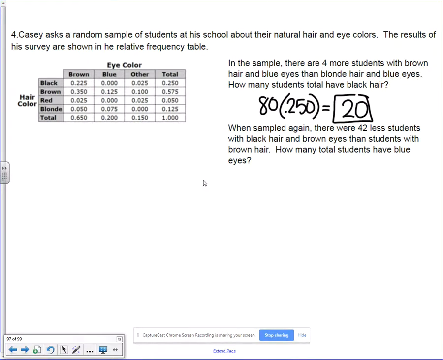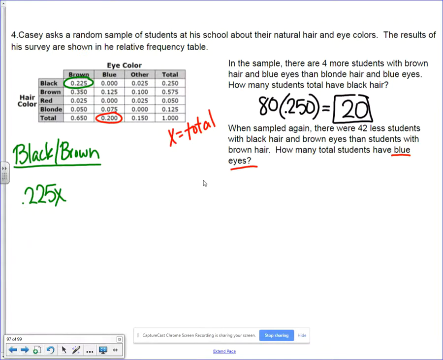All right, again, this is a new sample. So I don't know how many total I have. I want to know how many have blue eyes. Well, blue eyes is right down here. So once I figure out the total number, I can take that total number and multiply it by 0.20. We are talking about 42 less students with black hair and brown eyes. So black hair and brown eyes. Let's see what that number is. Black hair, brown eyes. So we have 0.225. That'll give me the total there.